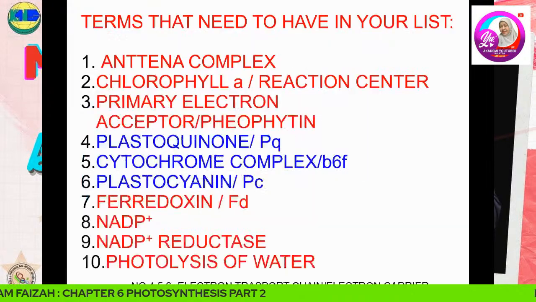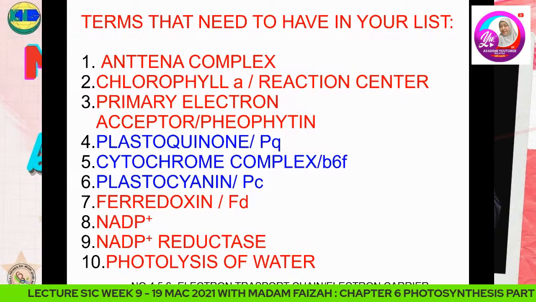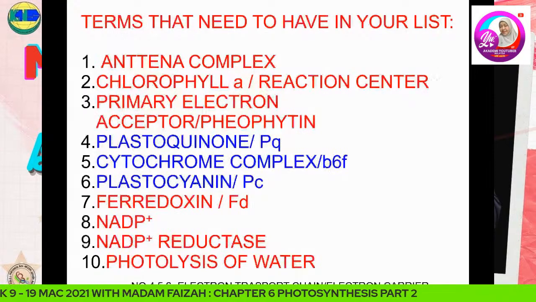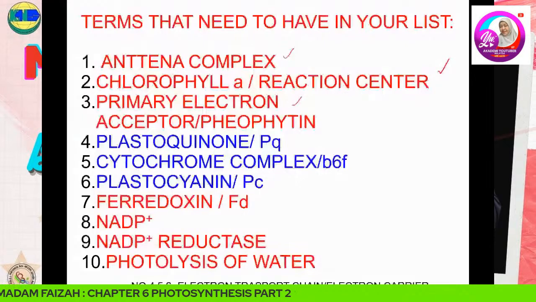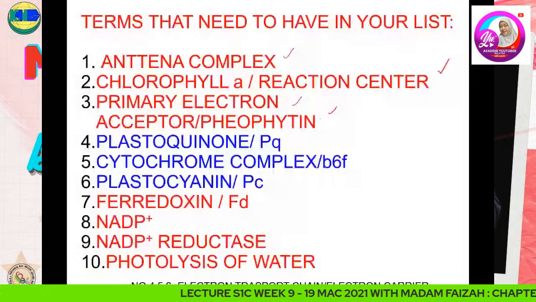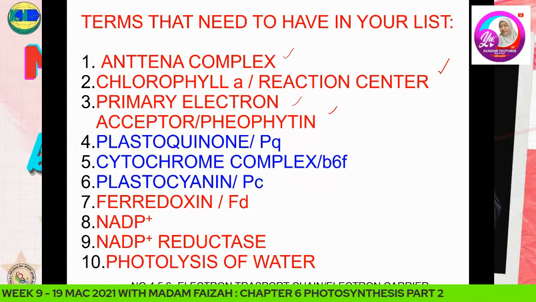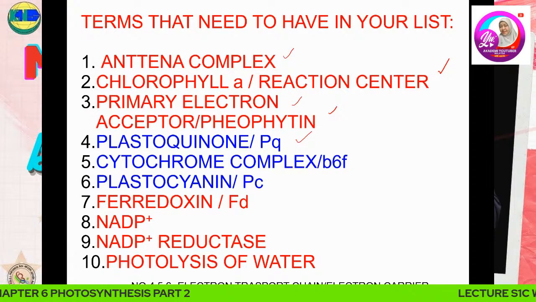There are 10. Right, so the first term that you need to have in mind is the antenna complex. Teacher repeats, class: antenna complex. Chlorophyll A, which can also be known as the reaction center. Primary electron acceptor, or its special name, is pheophytin. Right, primary receptor. Before this in cellular respiration, you had to memorize all the complex molecules involved in ETC, right? The same goes for the light dependent reaction, where you memorize plastoquinone, the cytochrome complex and plastocyanin.